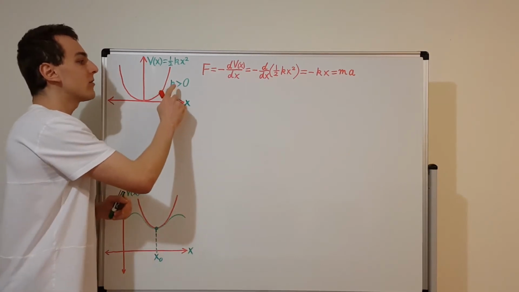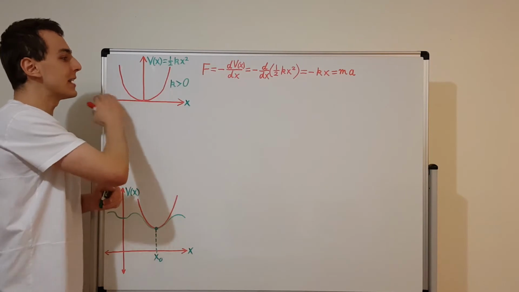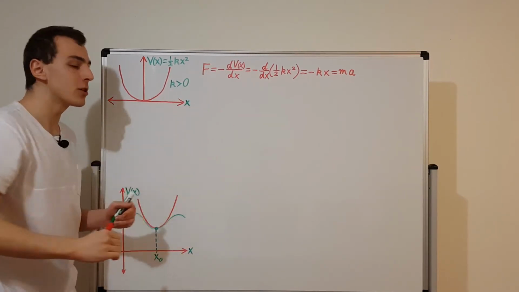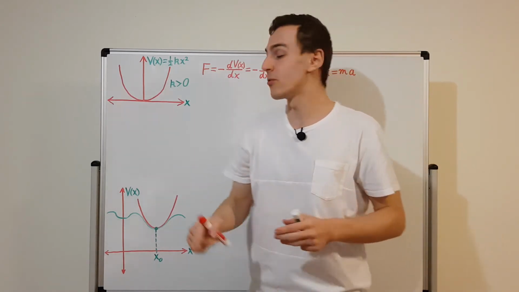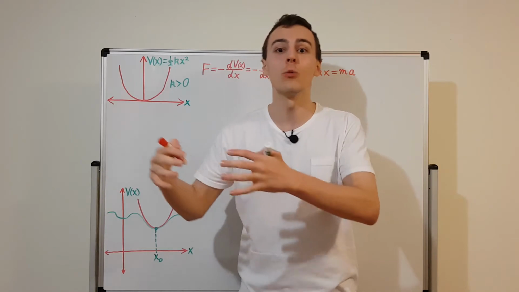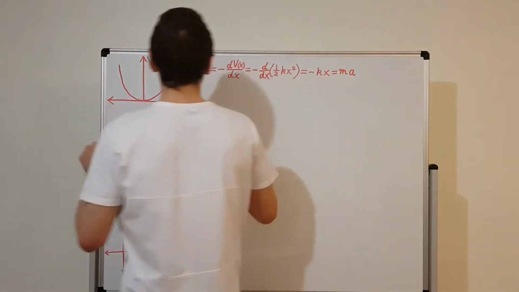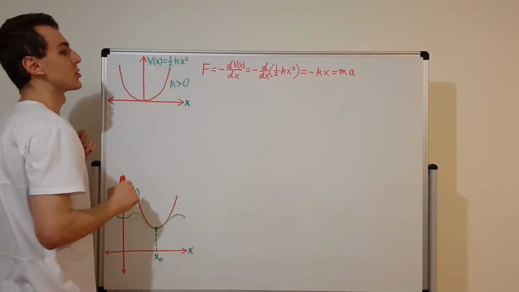What if it was 0? What if k was equal to 0? Then this potential energy function would just be equal to 0 everywhere. So the particle would have no potential energy. And that is a free particle. So a free particle only has kinetic energy. It only has energy associated with motion. So that is not a case we're going to be considering in this video. We're only considering this type of potential.